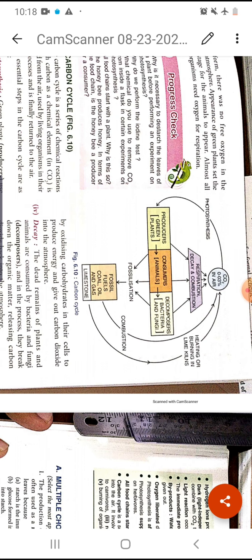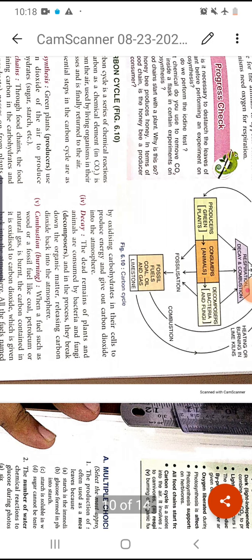Plants consume carbon dioxide, and animals, meaning all the consumers, release carbon dioxide as their respiratory waste products, and again the plants will consume it, and decomposers will release the organic matter from the dead and decaying matter of plants and animals. So this is how the cycle goes on; that is the carbon cycle.